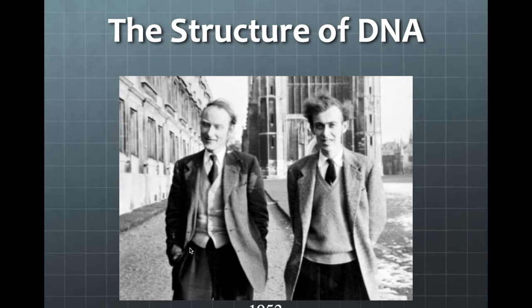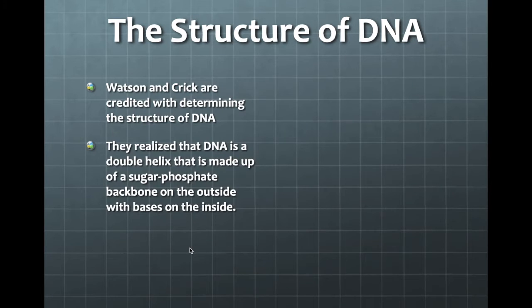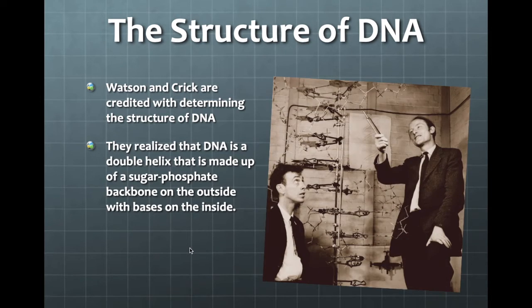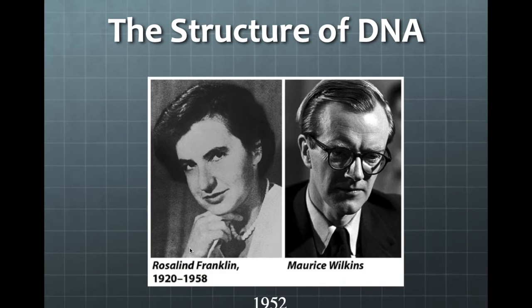In 1953, two men named Watson and Crick were credited with determining the structure of DNA. They realized that DNA was a double helix made up of a sugar-phosphate backbone on the outside with the bases on the inside. However, they did not know the shape of DNA. All they could figure out was the backbone, but they couldn't figure out how it would intertwine. This came with the help of Rosalind Franklin and Maurice Wilkins in 1952.